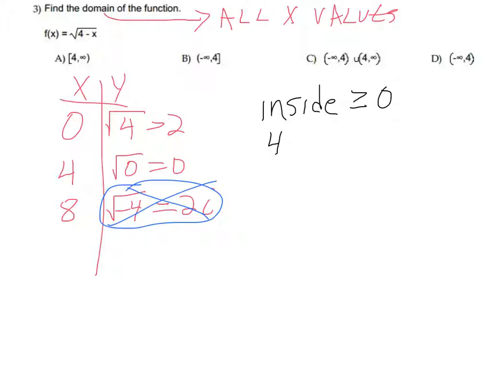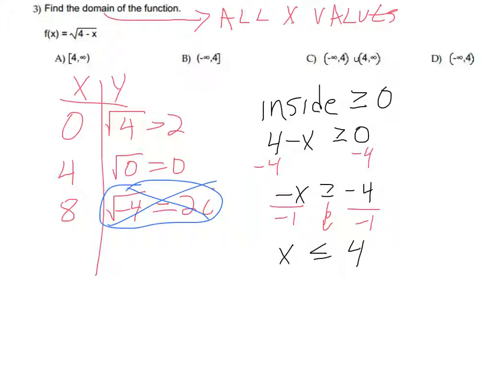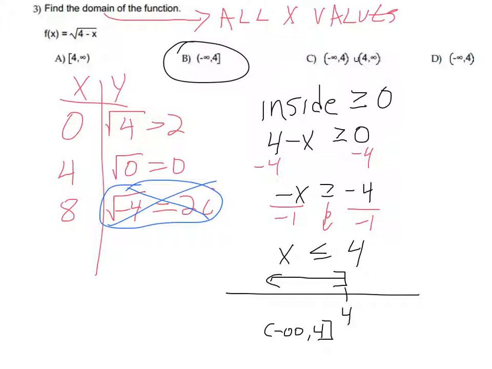Well, our inside is 4 minus x, greater than or equal to 0. So let's go through the steps. That is negative x greater than or equal to negative 4. And then dividing by negative 1 switches our inequality. Make sure you don't forget that. Going all over this whole problem and figuring that would really be a pain. We have x is less than or equal to 4. Now on a number line, there's 4. X is less than or equal to, looks like this. So that is negative infinity, comma 4. Hard bracket. Weird looking infinity. Anyway, B is the answer.